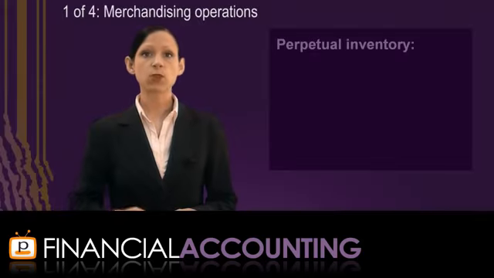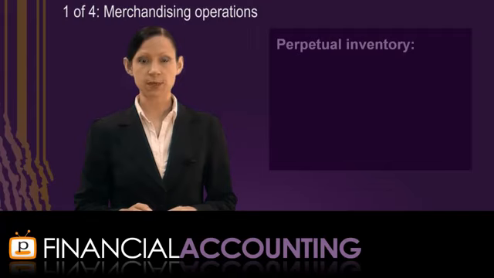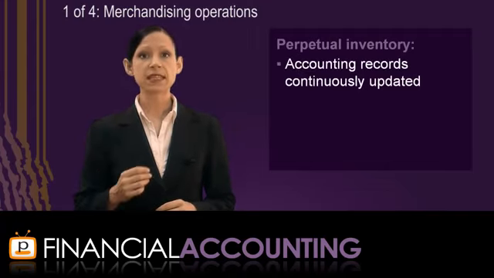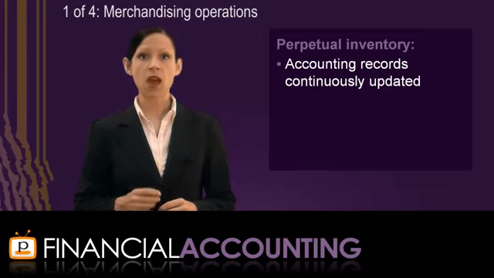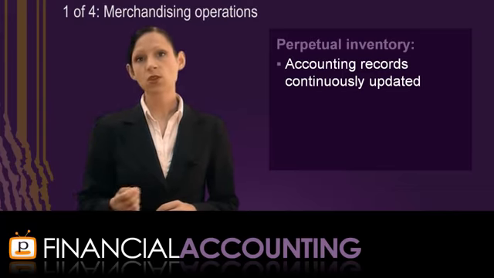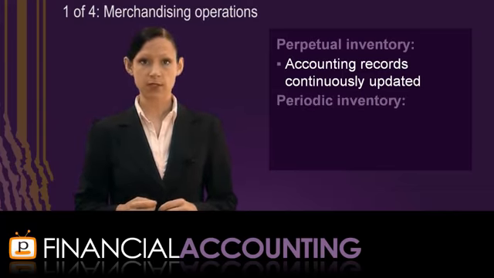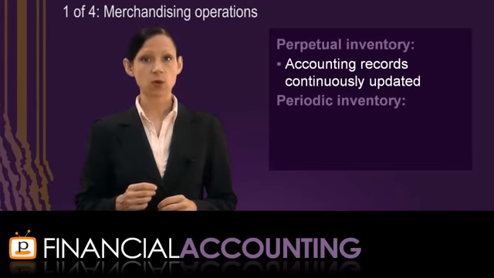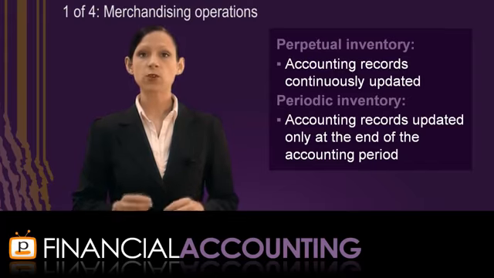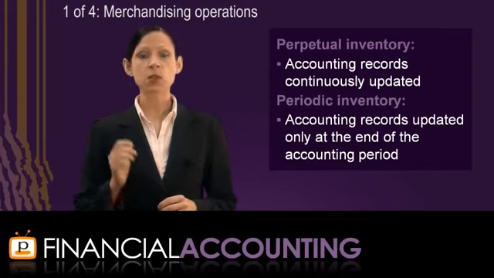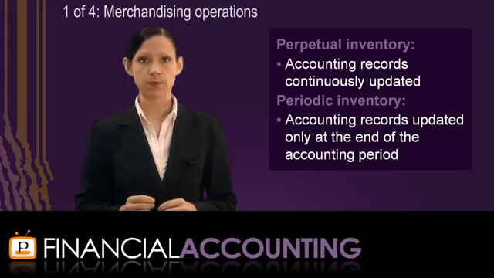Now, there are two ways we can record the purchase and sale of merchandise. Under the perpetual inventory system, the accounting records are continuously updated to reflect the value of the inventory available for sale and cost of goods sold as each transaction occurs. The alternative is to use the periodic inventory system, where the value of inventory available for sale and cost of goods sold is updated only at the end of the accounting period. We're going to focus on how to record transactions under the perpetual inventory system.